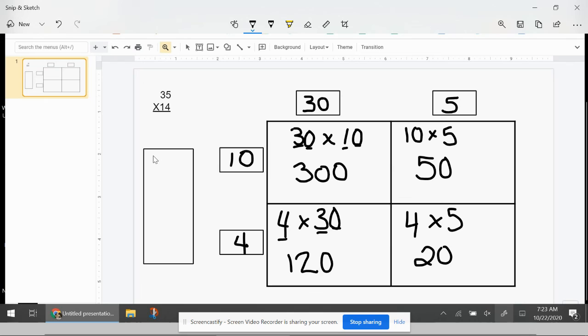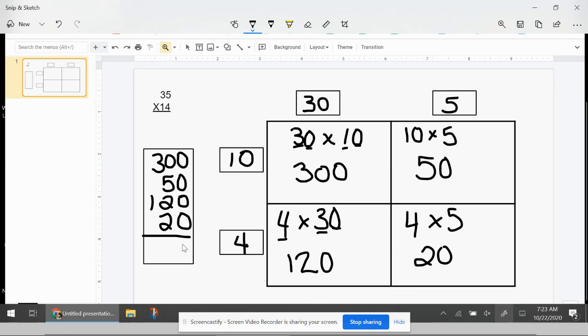And now I take each of those numbers and I put them over here and I add them together. So we have 300 plus 50 plus 120. And I'm being really careful to make sure I line these numbers up because we don't want to have any mistakes when we're adding. So we want to make sure everything is lined up so we know what we're looking at.